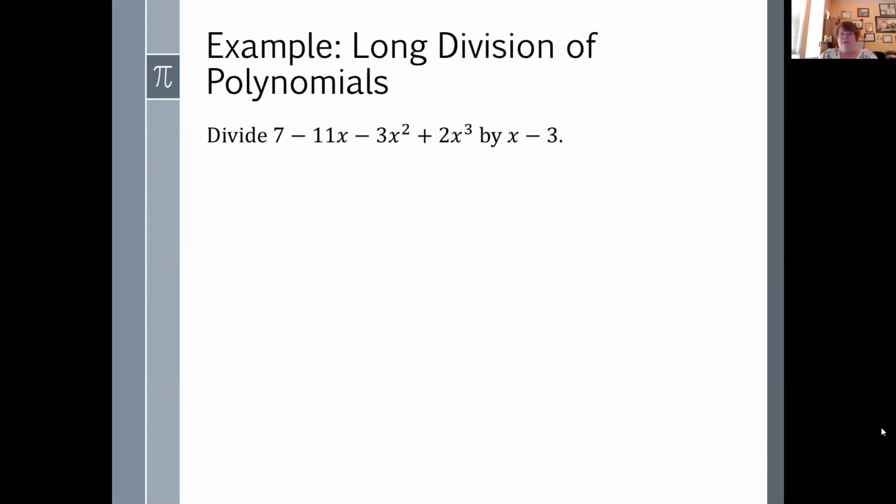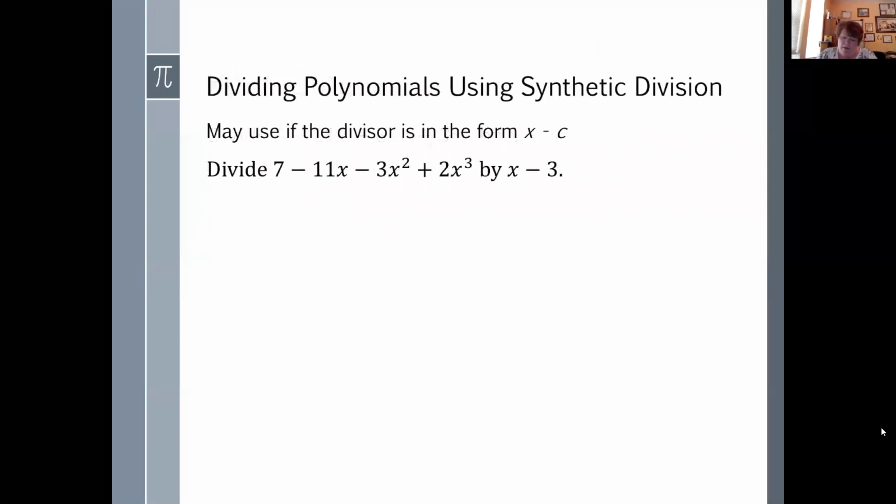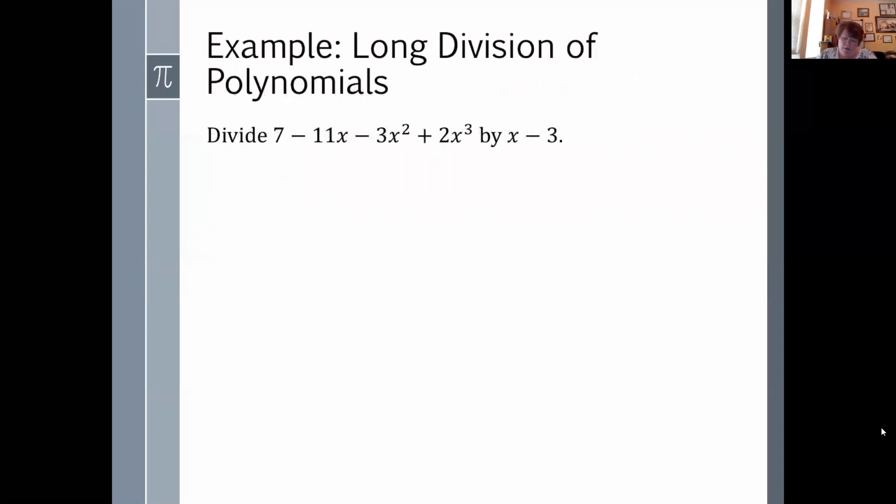All right, let's do this division. We're going to divide 7 minus 11x minus 3x squared plus 2x to the third by x minus 3. I do need to rewrite that dividend so that it's in descending order. So I'm going to write 2x to the third minus 3x squared minus 11x plus 7, and I'm going to divide that by x minus 3.